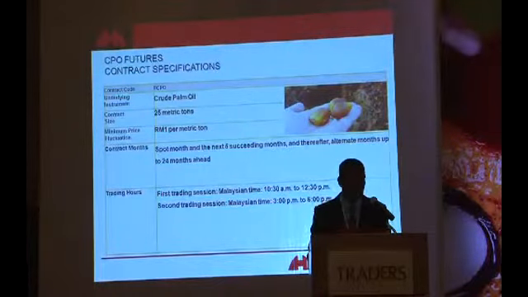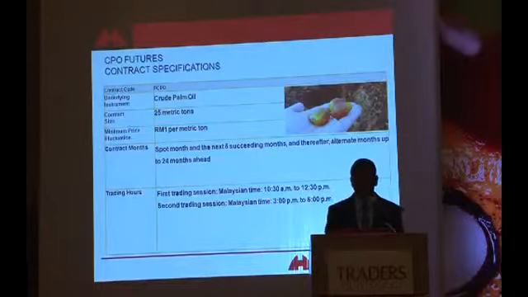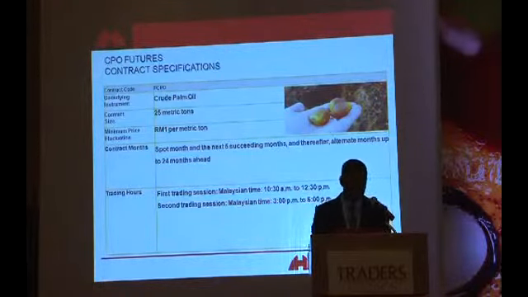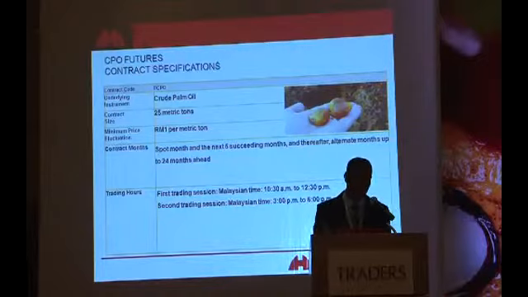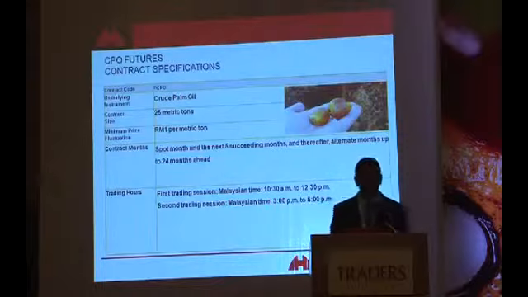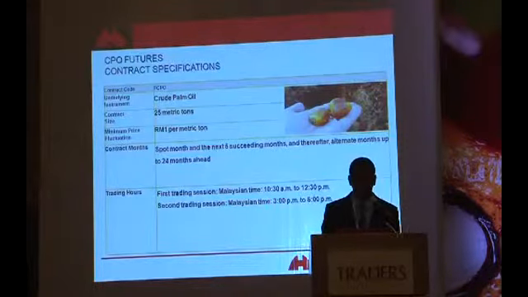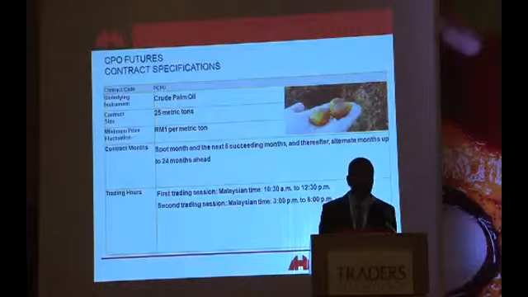For CPO futures, as I said, every futures contract has its own standardized specification. For the CPO contract, these are the contract specifications. The underlying is crude palm oil. The contract size is 25 metric tons. That means if you buy one contract of CPO futures, you are actually buying 25 metric tons of the underlying, which is crude palm oil. Minimum price fluctuation is 1 ringgit per metric ton.